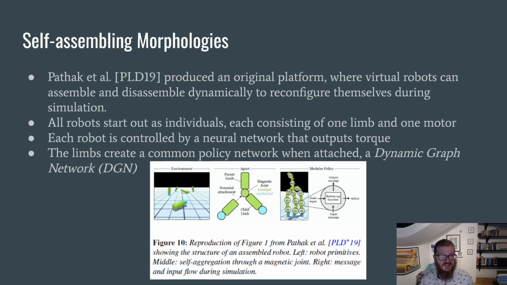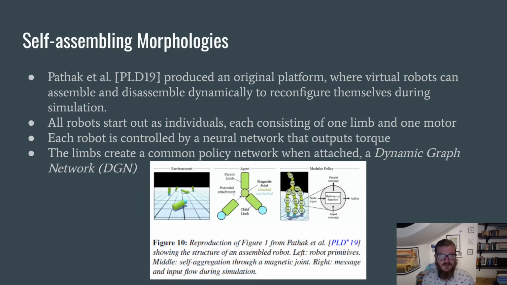All limbs exist as individual robots, and each is controlled by a neural network that outputs torque, designating how much the limb rotates. In order to create more advanced morphologies, the limbs can attach and detach themselves from each other's motor joints via magnetism. The limbs create a common policy network when attached. They call this mechanism a dynamic graph network, or DGN.